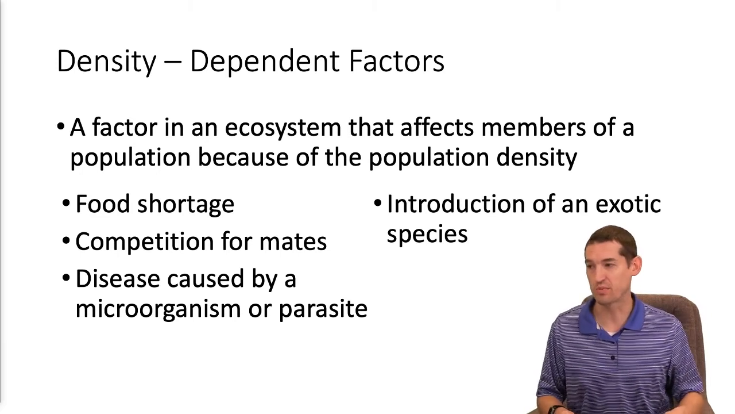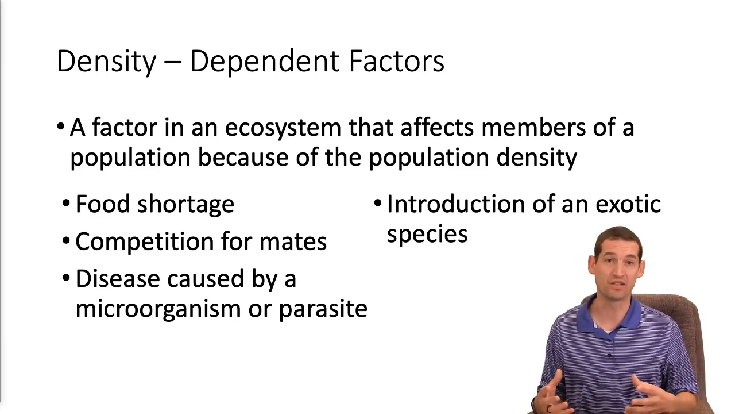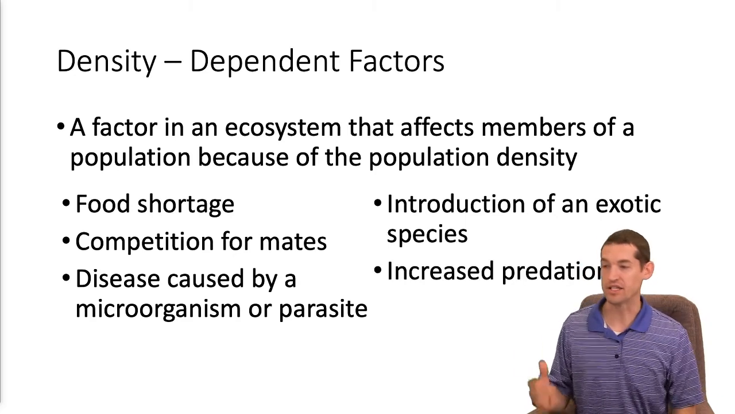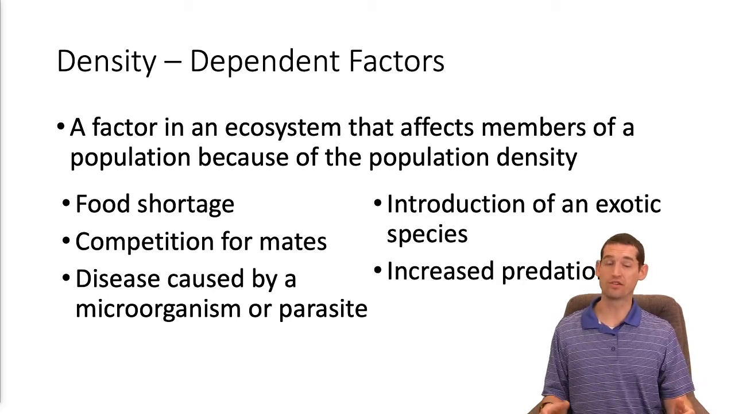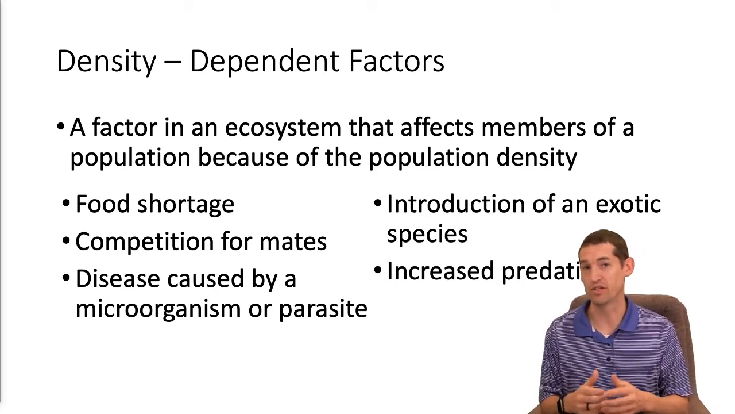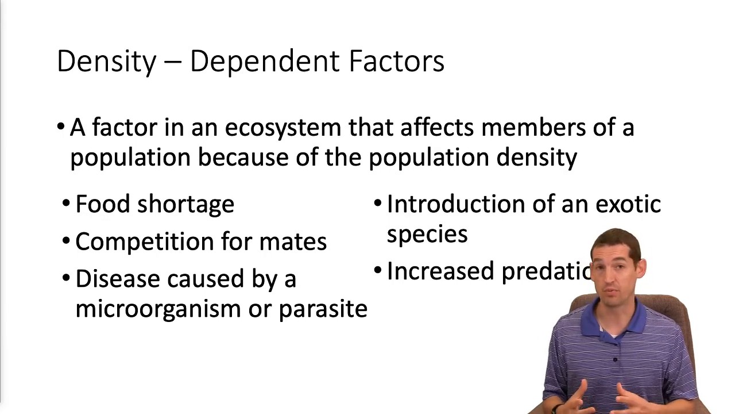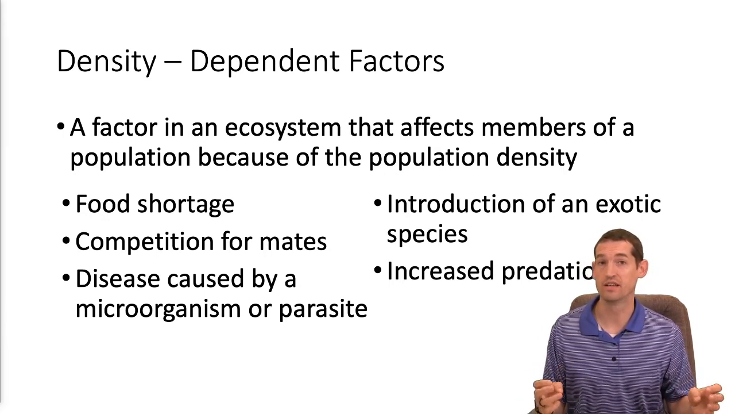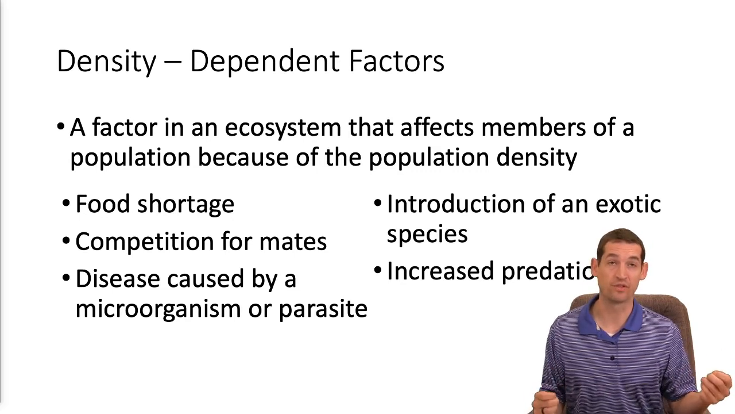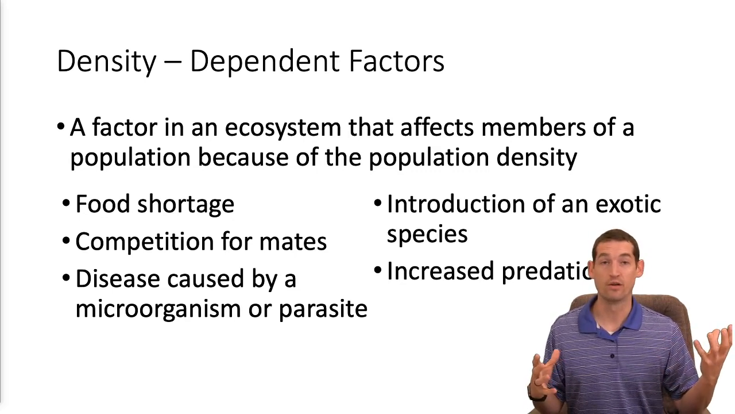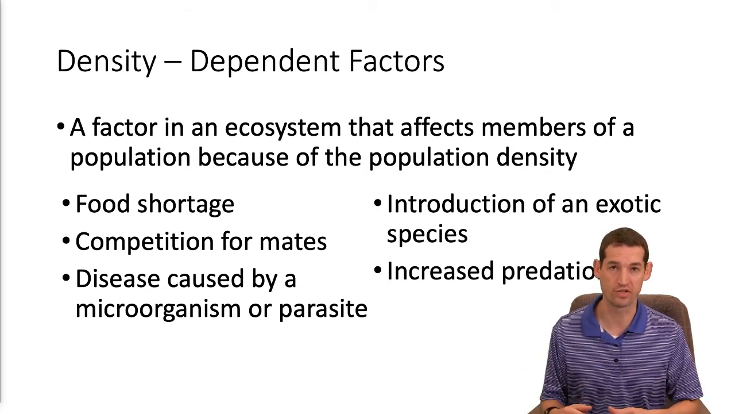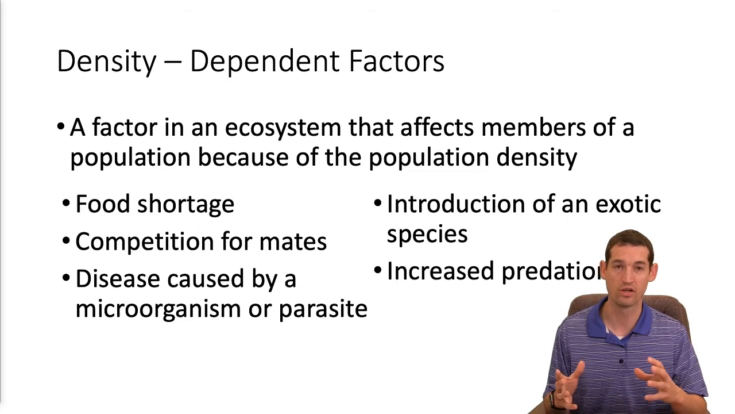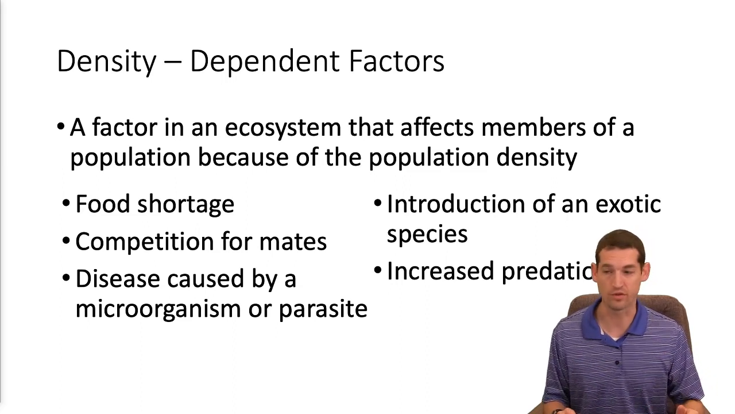Introduction of an exotic species. Obviously, the more dense the population, it's going to have a larger impact on the environment. And then increased predation. So if you've got a large population of predators, that's going to affect you differently than a small population of predators. And even as prey, if you have a large population of prey, that might have a different attraction to predators, or maybe it's a better defense, but it will have some kind of an impact on how predators interact with that population, whether there's a lot of them or whether there's just very few of them.